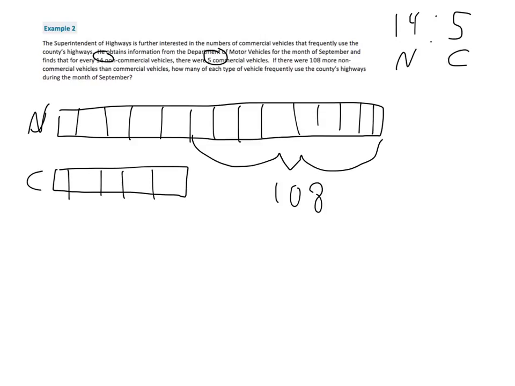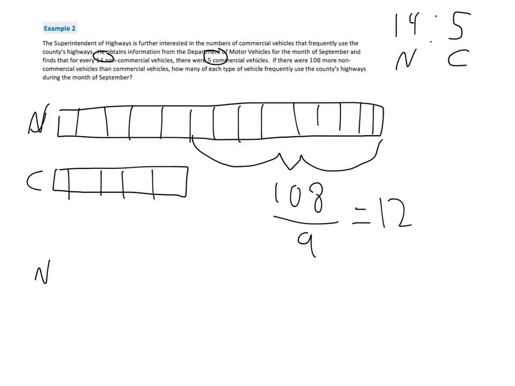Well, how many sections are there? There's 1, 2, 3, 4, 5, 6, 7, 8, 9. So that 108 is going to be split up, or divided, by 9. Since that 108 is divided by 9, we're going to get 12. So each section is 12. And if each of these sections is 12, that means the rest of these must also be 12, because that's what makes it a ratio, is that all those sections are equal. Otherwise, it's not proportional.